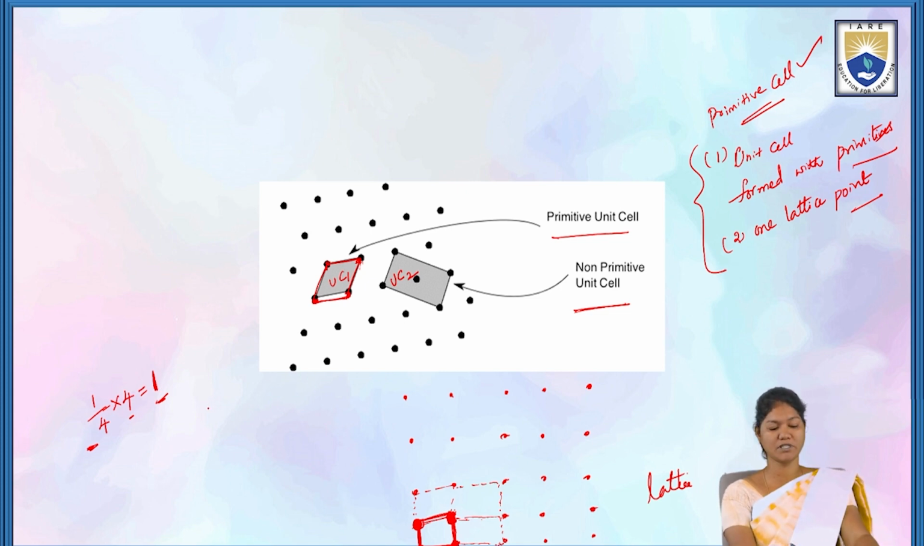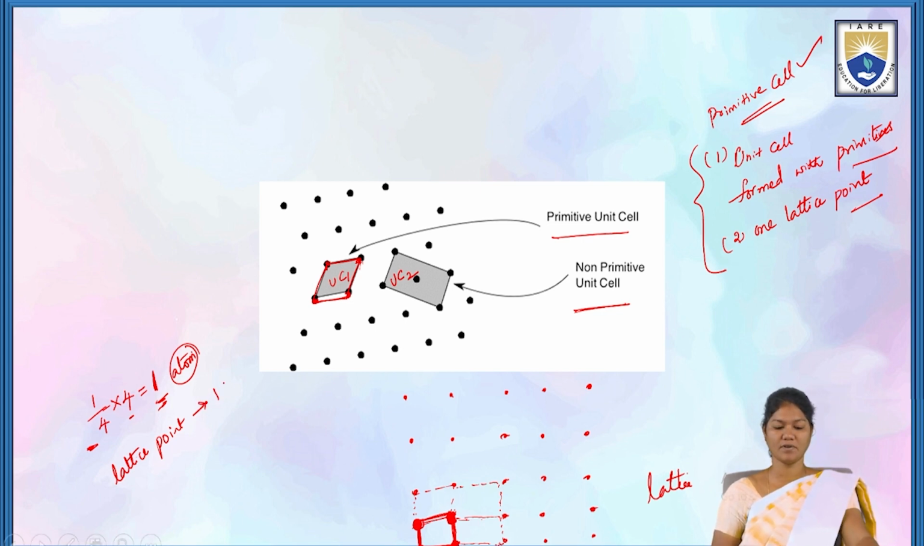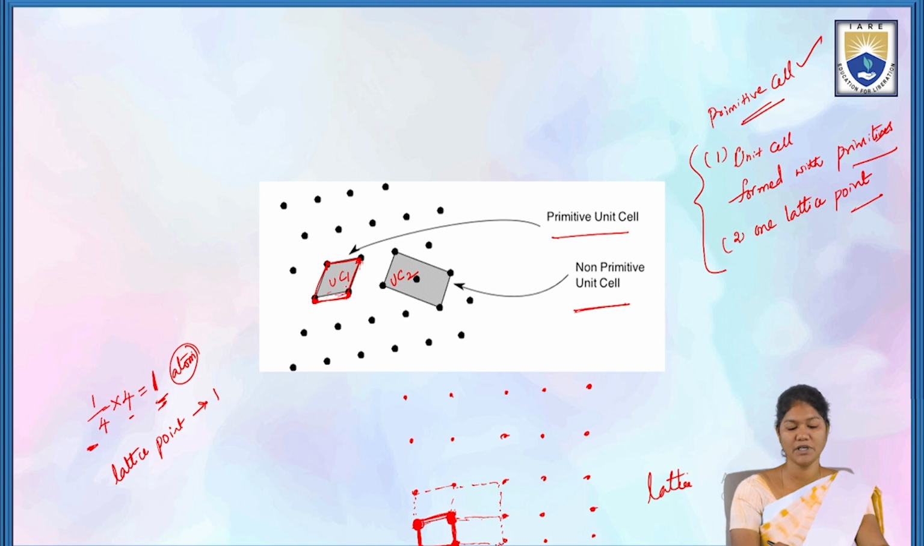In the representation of a lattice, we say one lattice point. One lattice point is nothing but one atom. So we are getting only one atom, that is only one lattice point. So the lattice point count is 1 in this unit cell.